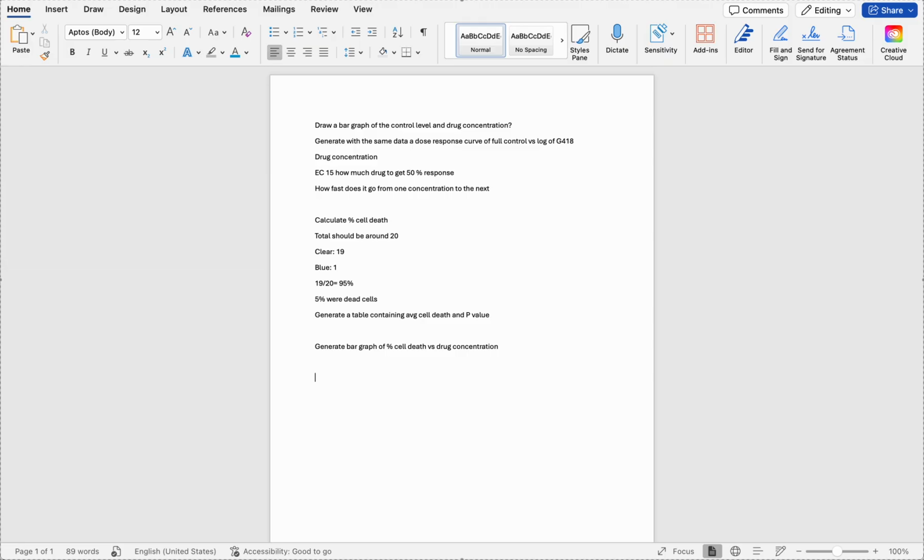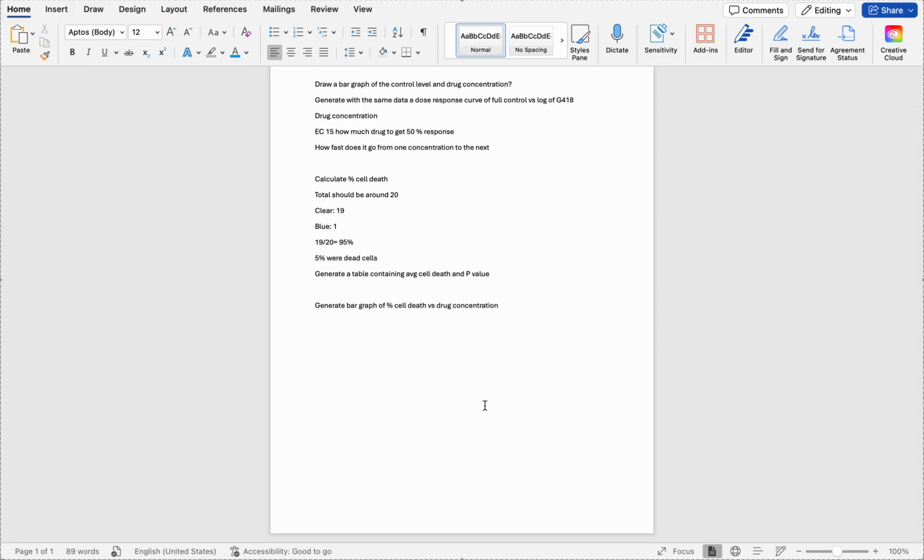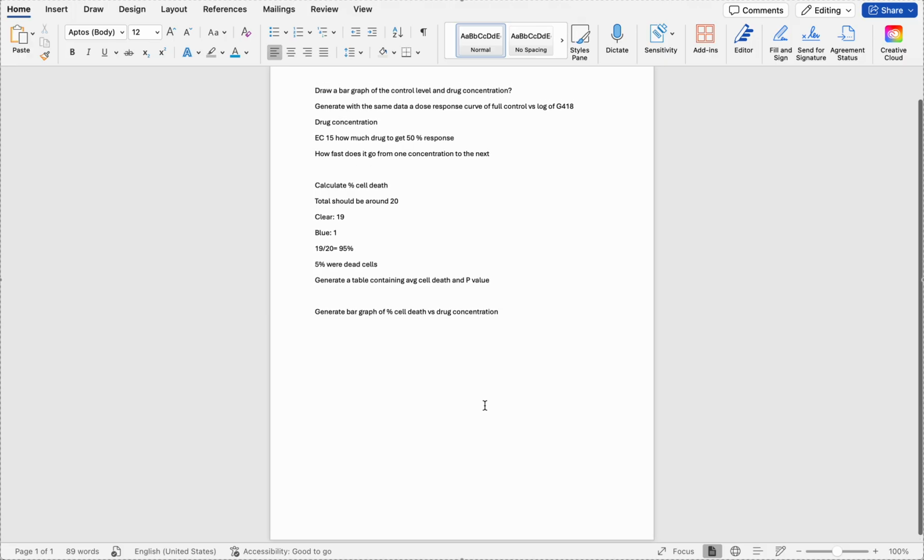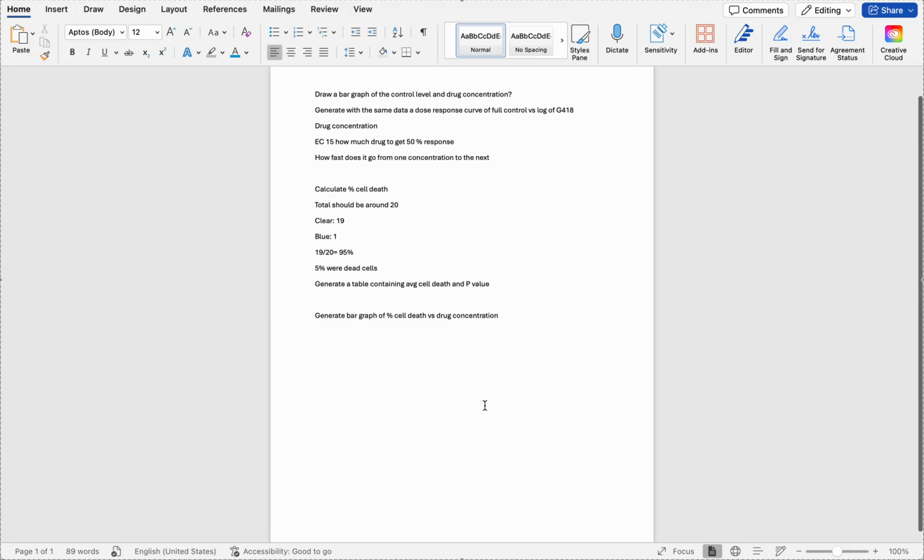And full control at 100, 8. Do the numbers make sense? Yes. How many multiples of the value at control do you get with the drug treatment? So how come we don't need this for the toxicity? Why don't we need this for the toxicity analysis? We just need percent cell death and not the full.